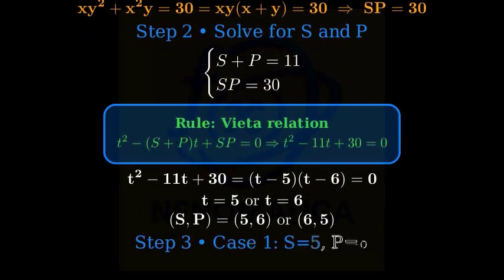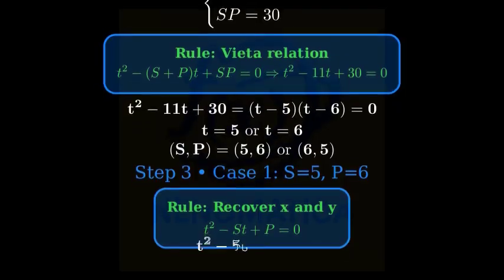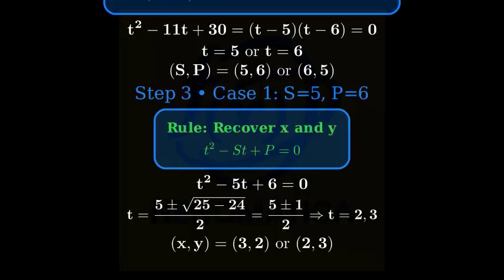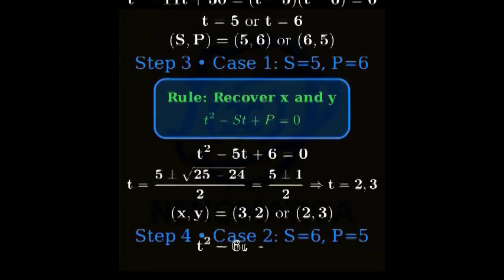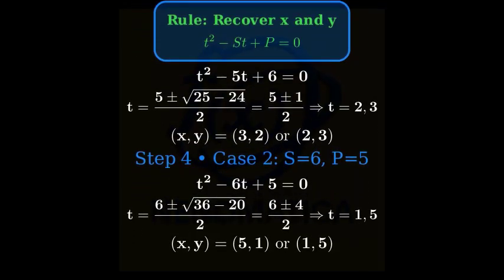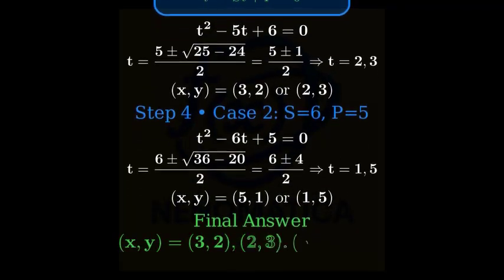Step 3. Case 1. If S equals 5 and P equals 6, then x and y are the roots of t squared minus 5t plus 6 equals 0. Solving gives t equals 2 or t equals 3, so the ordered pairs are 3, 2 and 2, 3. Step 4. Case 2. If S equals 6 and P equals 5, then x and y are the roots of t squared minus 6t plus 5 equals 0. Solving gives t equals 1 or t equals 5, so the ordered pairs are 5, 1 and 1, 5. Final answer. The solutions are the four ordered pairs 3, 2, 2, 3, 5, 1, and 1, 5.